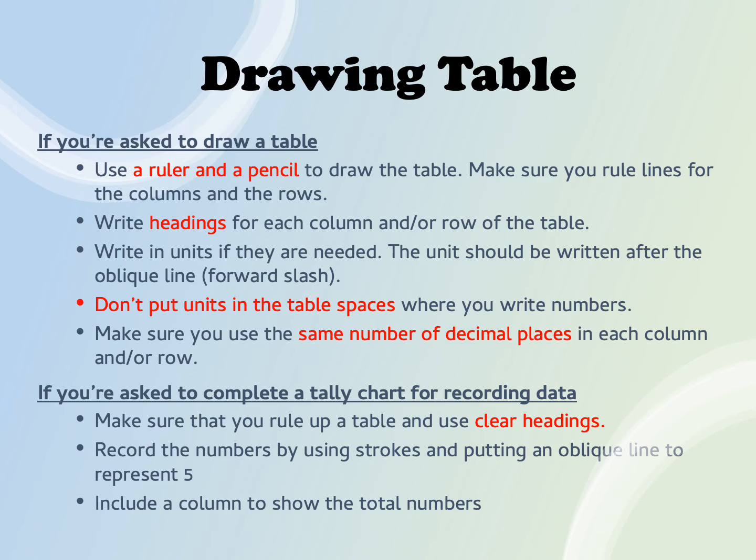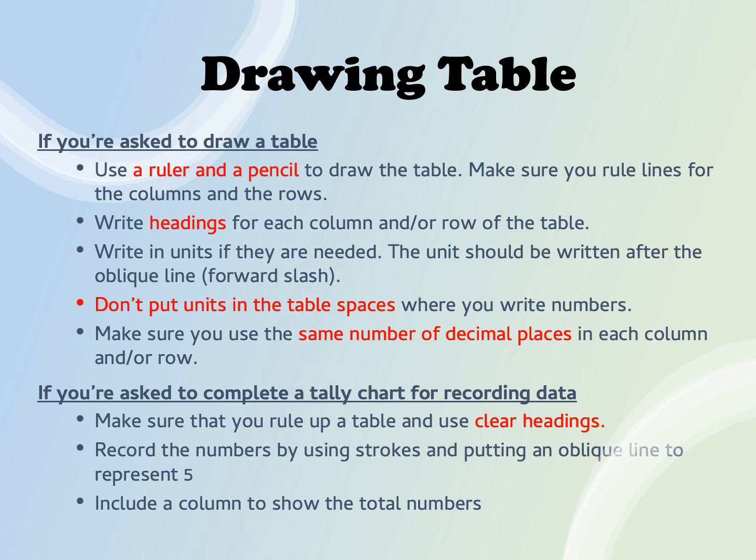Remember to write the heading for each column and row of the table. Inside the heading, you need to write down the units. For example, volume of water, bracket, cm cube or ml. Time, bracket, minutes. The unit should be written after the oblique line. And remember, since you already mentioned the units in the heading, please do not put the units in the table space when you write down the number.